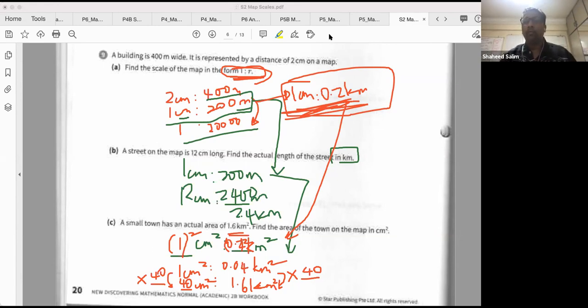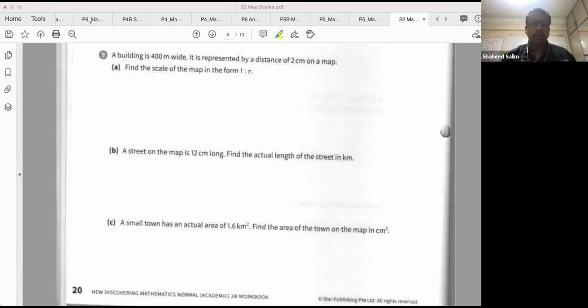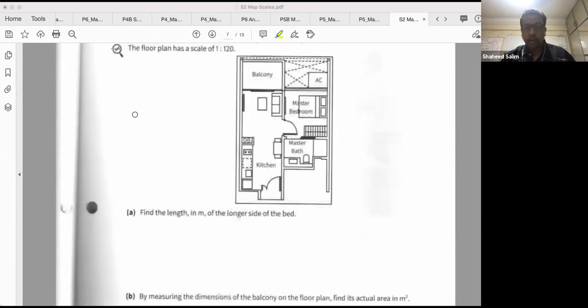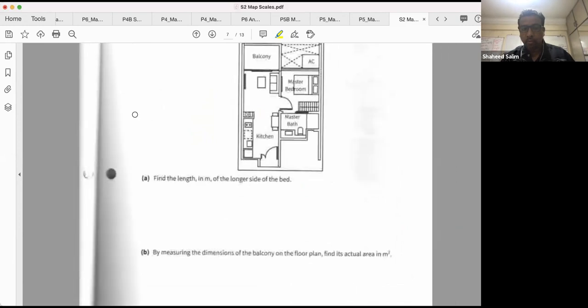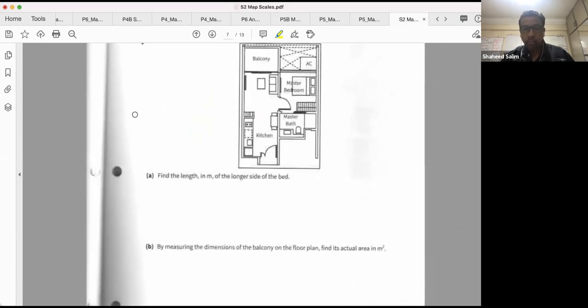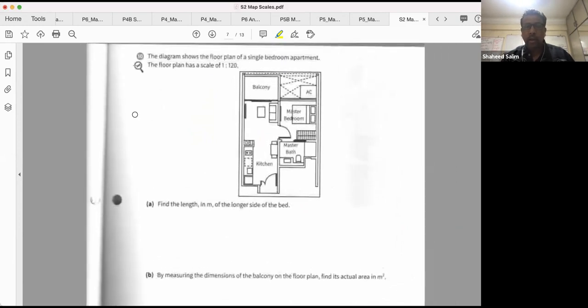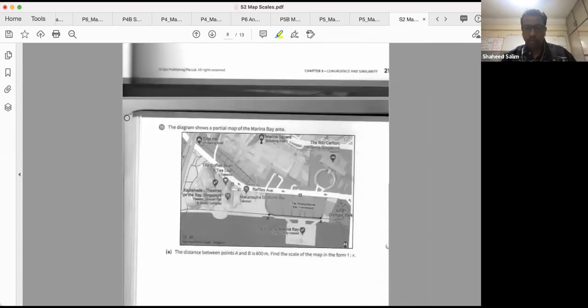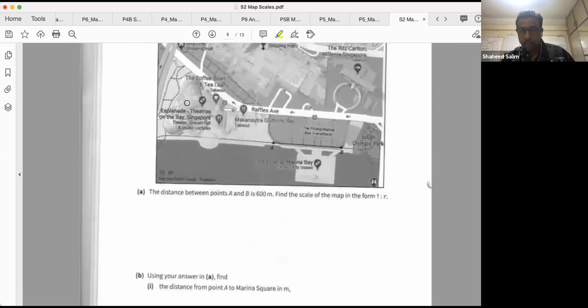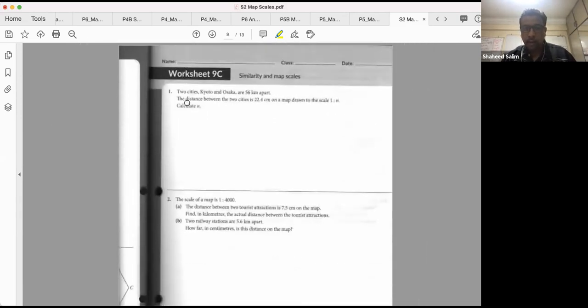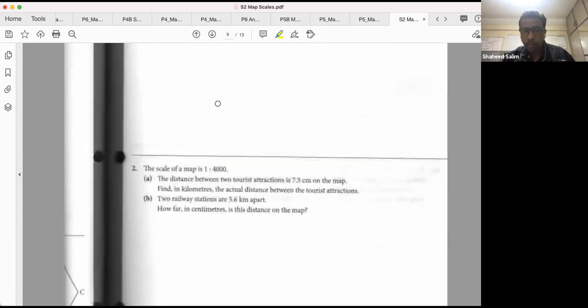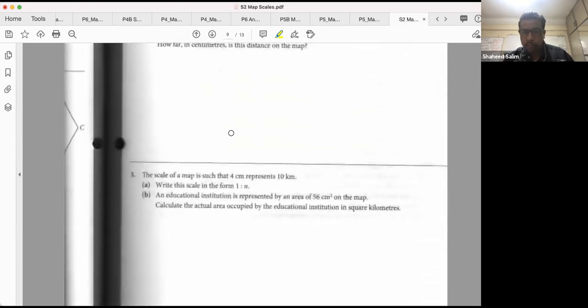Okay, we move on. I'm going to clear this. We try. This one now, let me see. This one, how to measure dimension? This one we skip. Let's see. Cannot see lah. Okay, hold on. We try. Wait. This one now.